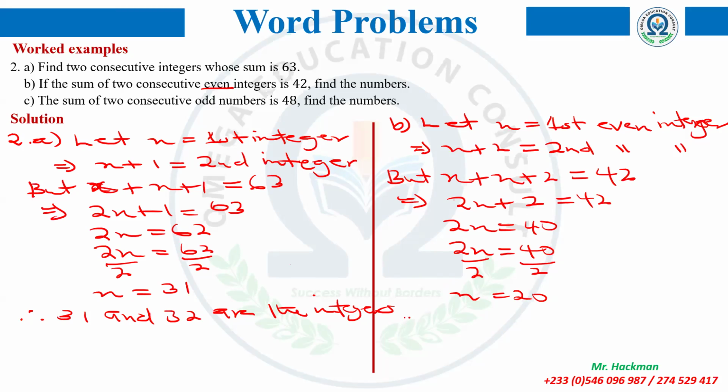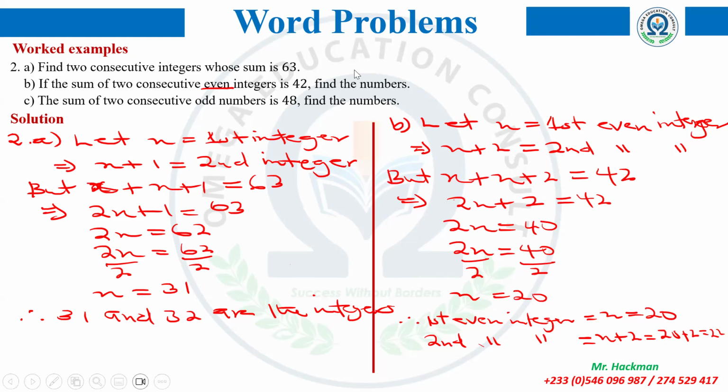So someone can write, therefore, first even integer is equal to x, which is equal to 20. Then the second even integer, remember you cannot do this, will be equal to x plus 2, which will be equal to 20 plus 2, which is equal to 22. Is that clear? Yes, please. As simple as that. So I believe with that, you should be able to do C.